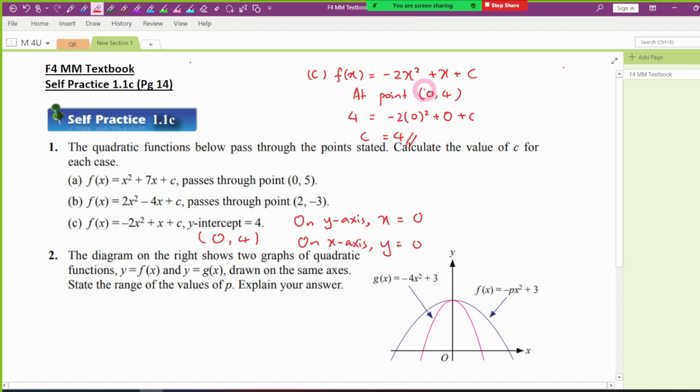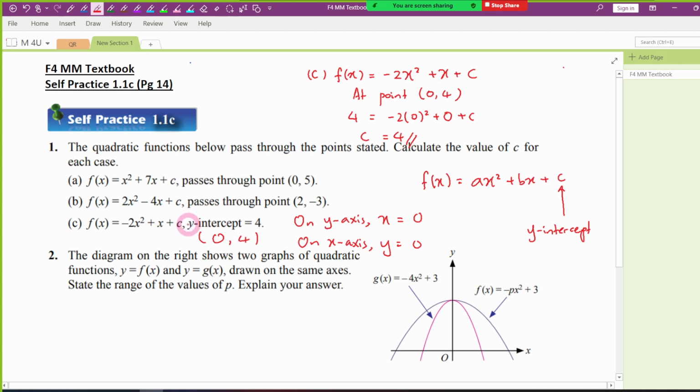Another way to get this answer is we don't have to calculate actually, because if you have a quadratic function, f of x is equal to ax squared plus bx plus c, this c is actually the y-intercept. So you remember? Since the question tells you that the y-intercept is equal to 4, we know directly c is actually equal to 4.